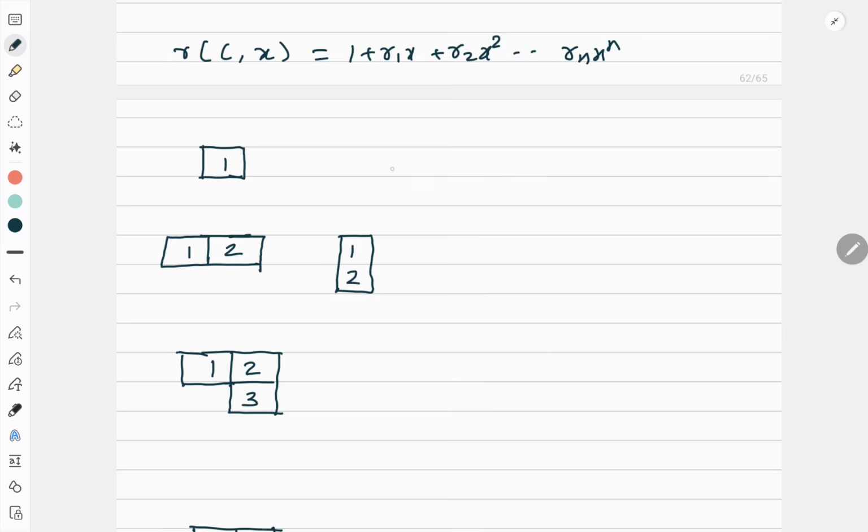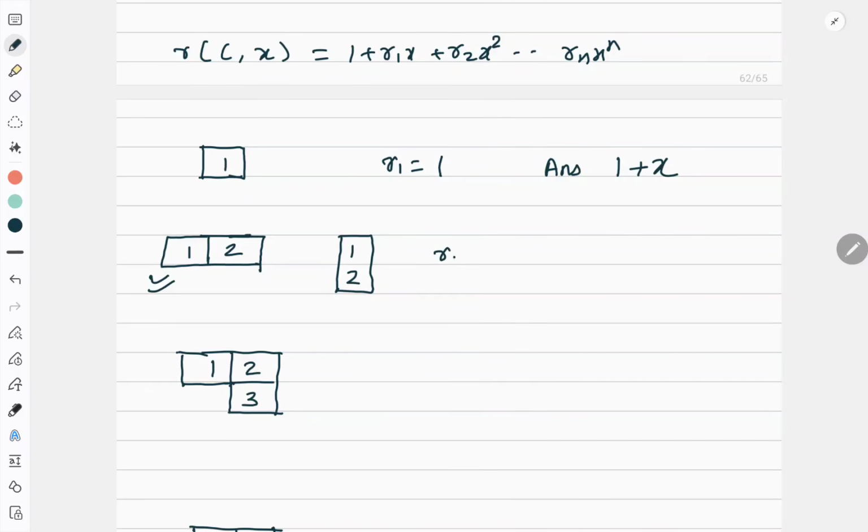For this board, what is the value of R1? 1 pawn I can place in only one way. Can I have R2 here? No, because the position is 1, so I cannot have 2 pawns. So R2 is 0. So what will be the answer? In this case, the Rook's polynomial will be 1 plus x. Correct?